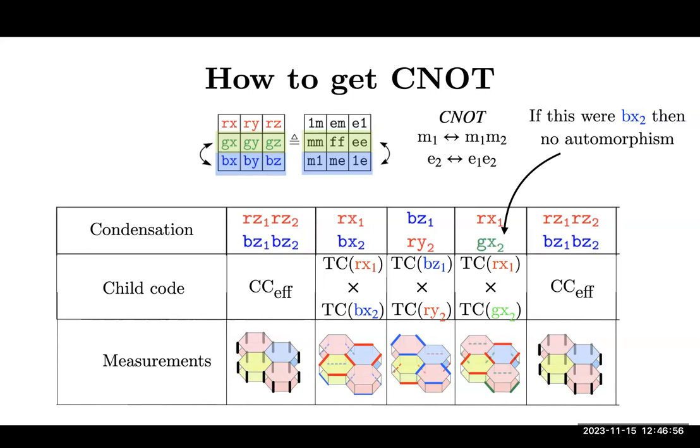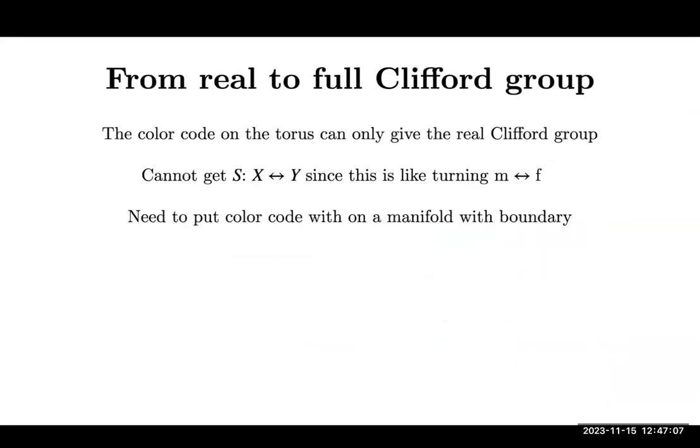So we've obtained the real Clifford group. That is still not the full Clifford because we still cannot do, for example, this so-called S gate. An S gate is a gate that swaps Pauli X and Pauli Y. But in terms of anyons, that doesn't really make sense because that's like turning an M, which is a boson, to an F, which is a fermion.